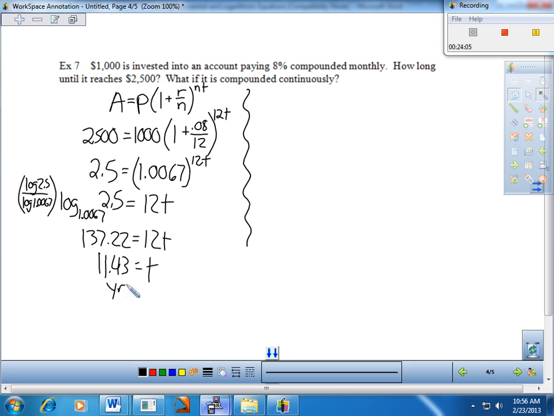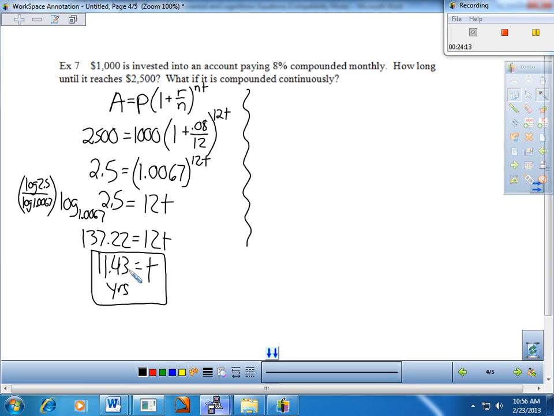And that's a good first step. I like it. Okay, I'm going to go ahead and box that up. Now let's play out the secondary piece momentarily and think about it for just a moment. What if this account was compounded continuously as opposed to monthly? I guess I would ask you this. Do you think that it would hit the 2,500 before 11.43 years or after 11.43 years?